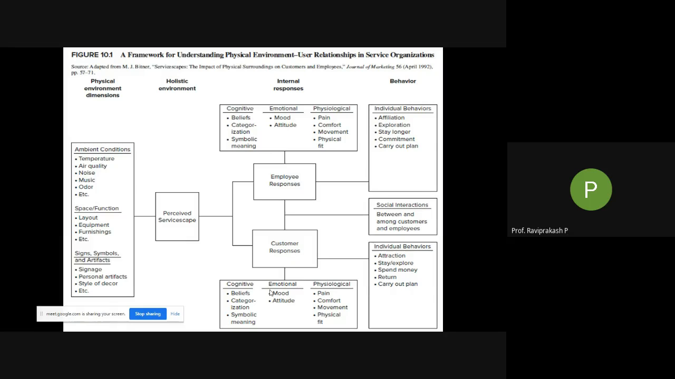First is the behavior, what kind of behavior you are having, and one thing I just left under behavior, the second one, social interactions. What is the social interaction? You are having interaction between the customers and the other customers and the employees. Again, the example that I took.